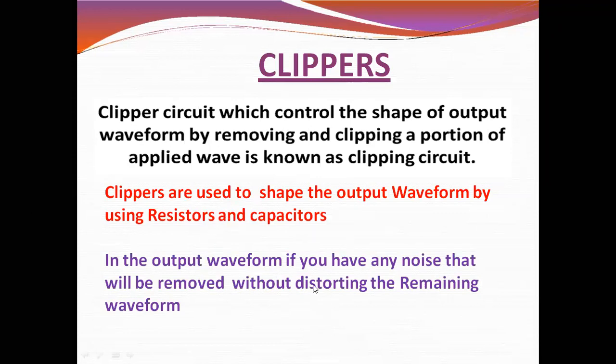In the output waveform, if you are having any noise, that noise will be removed without distorting the remaining waveform. Okay. Only the noise is removed. The remaining waveform it can't alter. The rest of the waveform it should keep as usual. As usual, the rest of the waveform will appear at the output. It won't alter the rest of the contents. It only removes the noise portion of the waveform.